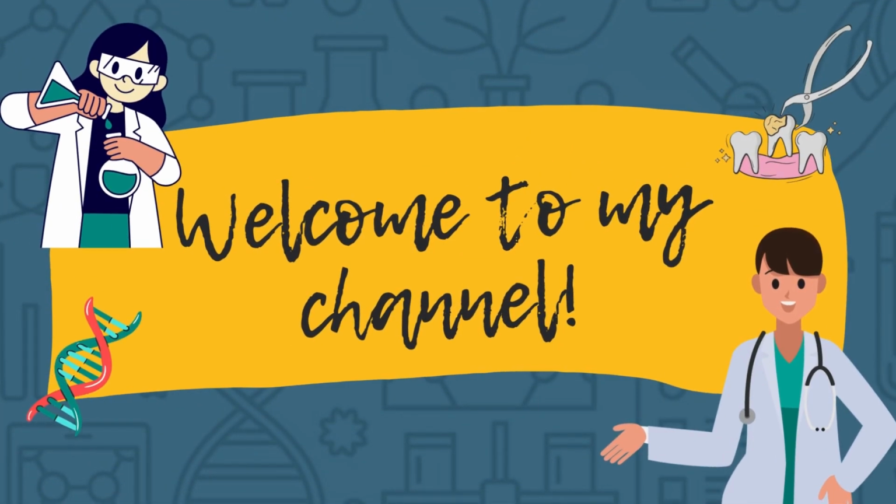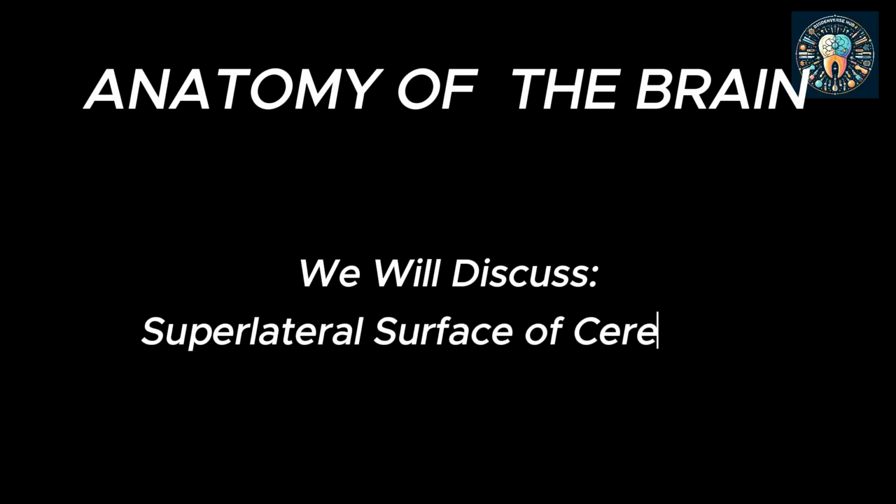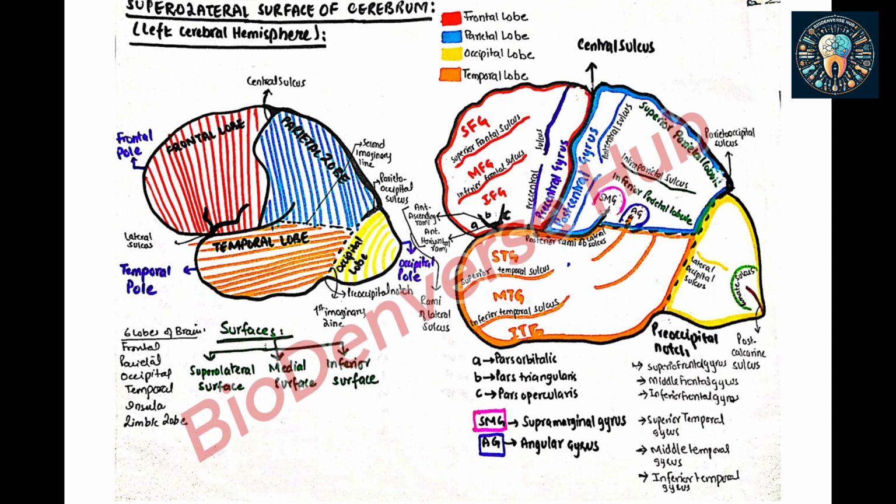Today in the playlist of Neuroanatomy, in which we were discussing the anatomy of the brain, our video will be about the superior lateral surface of the cerebrum. We will be studying its anatomy. It is usually a left cerebral hemisphere, the superior lateral surface of the left cerebral hemisphere, that is shown in the diagram. So without further ado, let's get started.